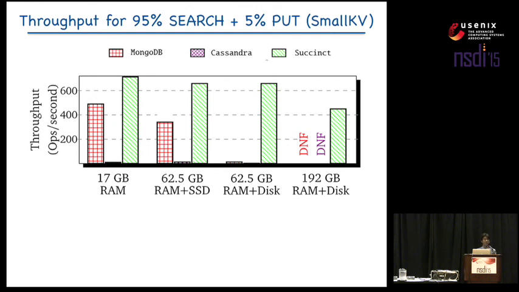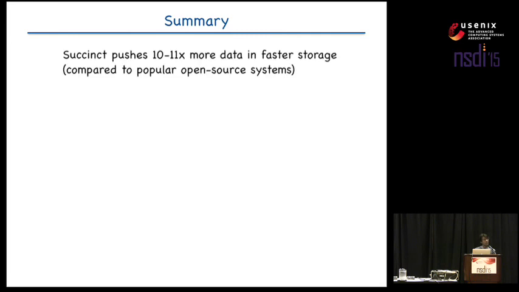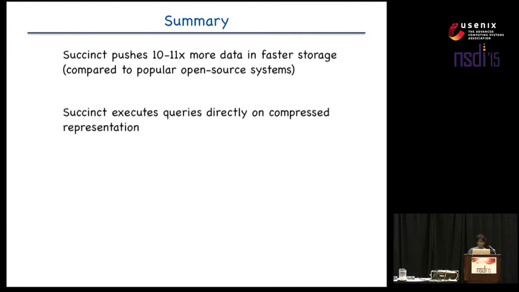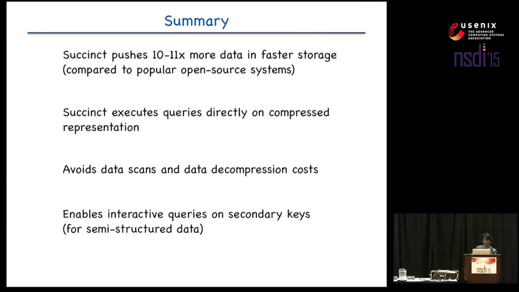Okay, so we are doing queries on compressed data and providing you the functionality or performance of systems that put in much less data. So to summarize, Succinct pushes 10 to 11x more data in faster storage compared to popular open source systems. Succinct executes queries directly on the compressed representation of the data. It avoids data scans and data decompression costs, and as a result, it's able to provide interactive queries on both primary and secondary keys for unstructured and semi-structured data. Thanks a lot. That's all I have.